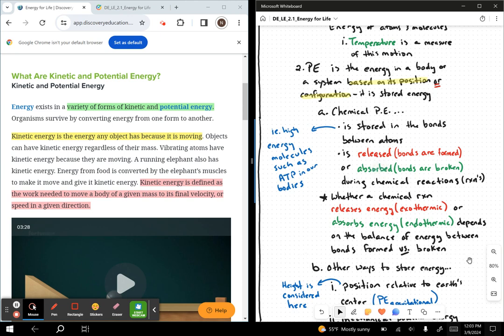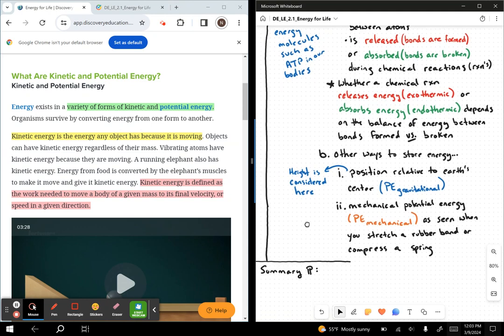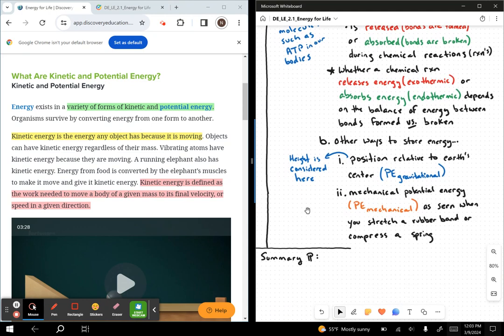All right, let's keep on moving here. Other ways to store energy. You know, rubber bands. If you pull a rubber band, you know that if you let go of it, that rubber band is going to shoot away. It's going to try to go back to its original position. So the more you pulled on it, the more energy was being stored because of its position. We call that mechanical potential energy.